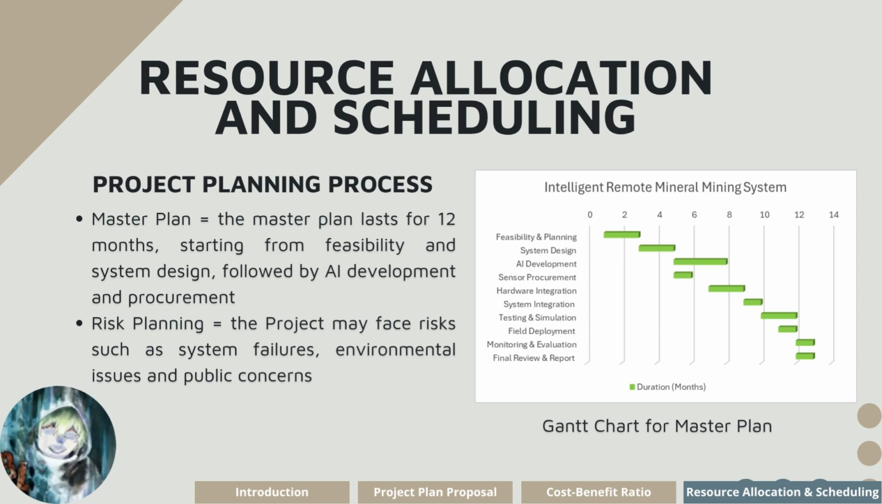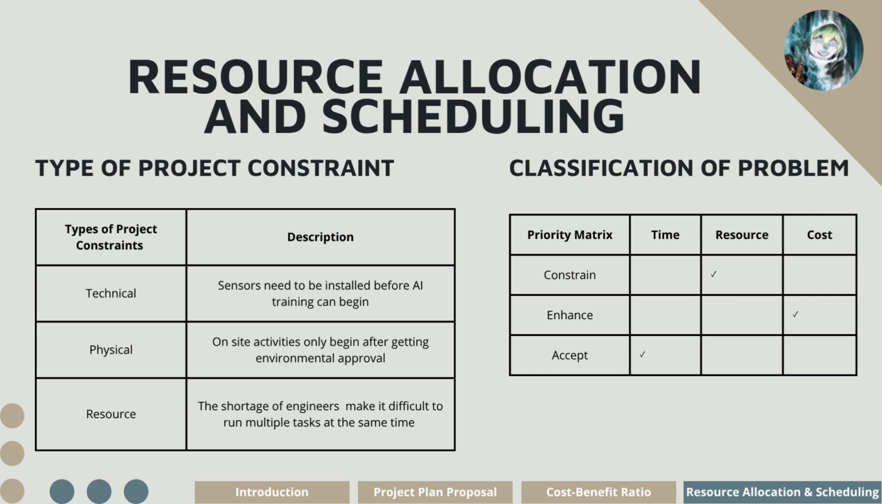The master plan lasts for 12 months, and as you can see on the Gantt chart, it starts from feasibility and planning and ends with final review and report. And the final point is risk planning. The project may face risks such as system failure, environmental issues, and public concerns. Next is type of project constraint. There are 3 types: technical, physical, and resource.